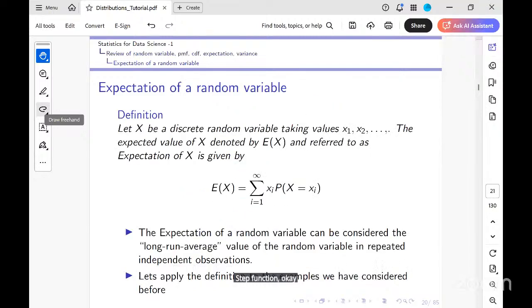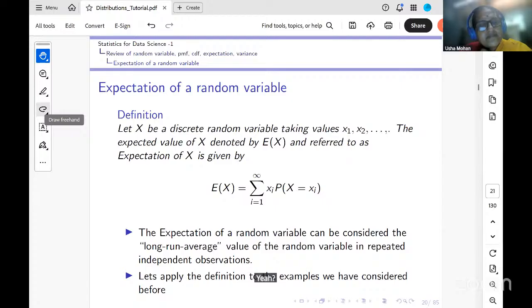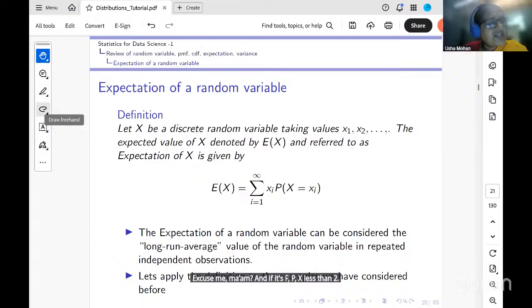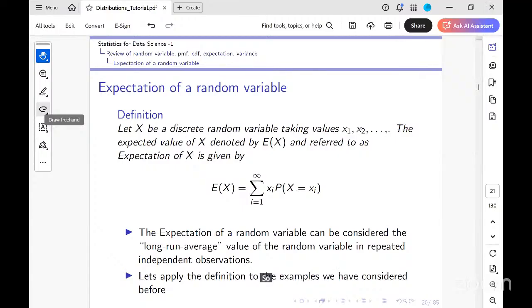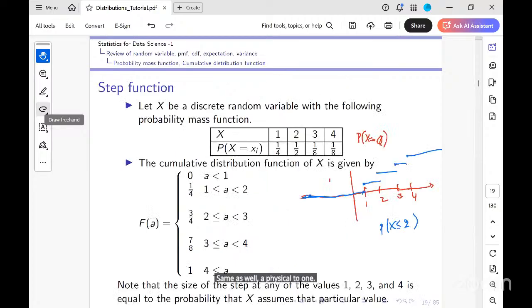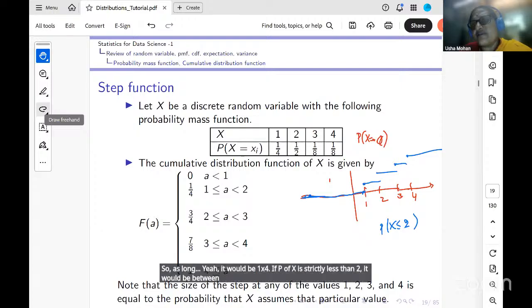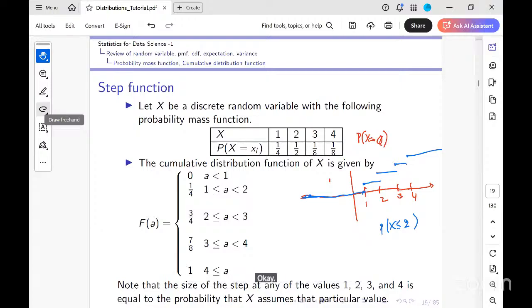The next conceptual point to understand: P of X less than or equal to 2, and P of X less than 2 would be the same as P of X equal to 1, so it would be 1 by 4. If P of X is strictly less than 2, it would be between 1 and 2, right? It would be 1 by 4, that value.